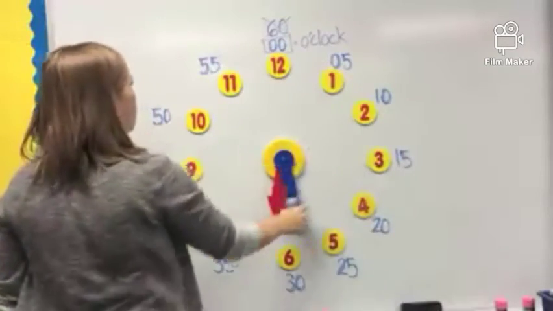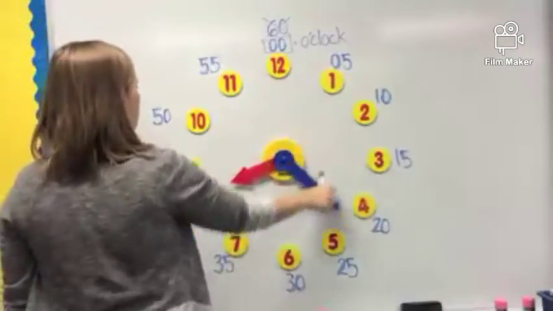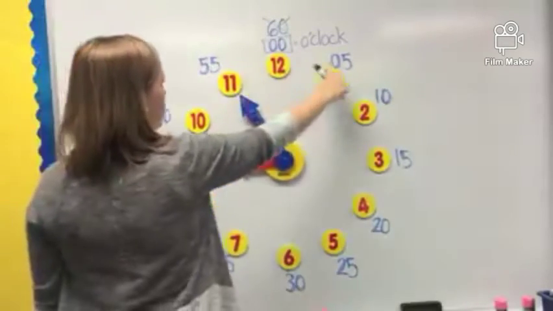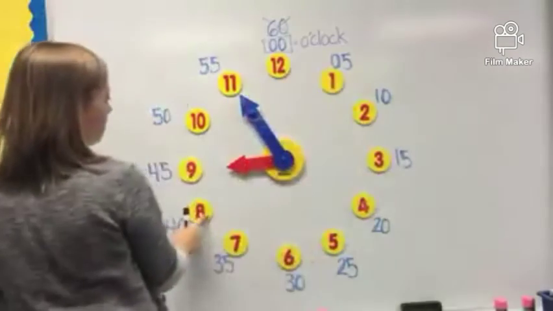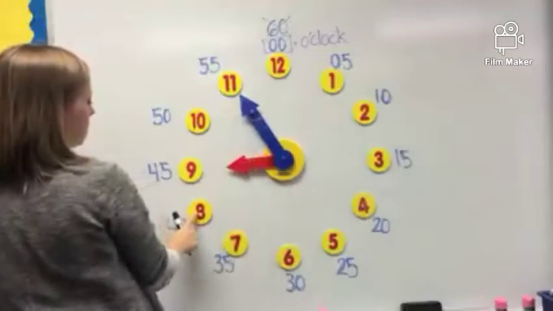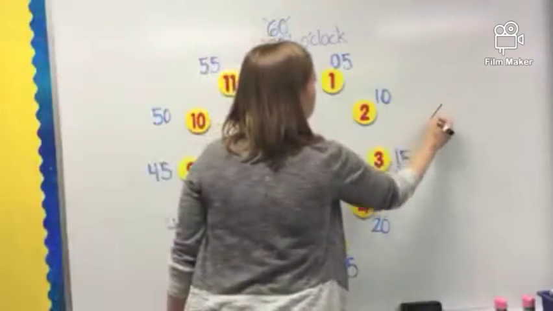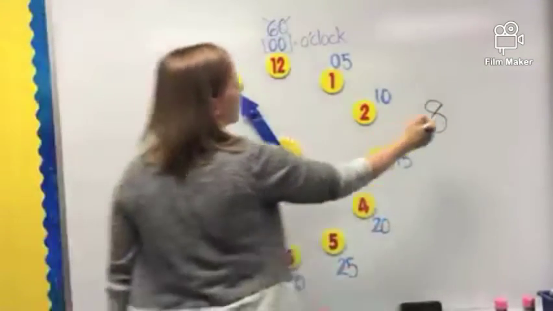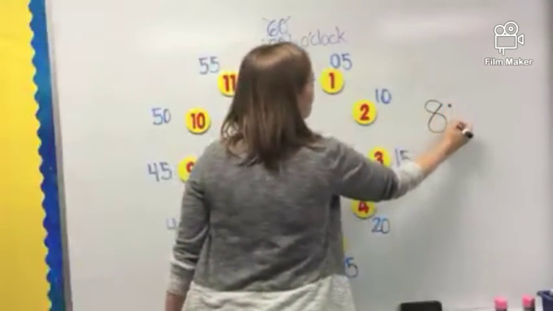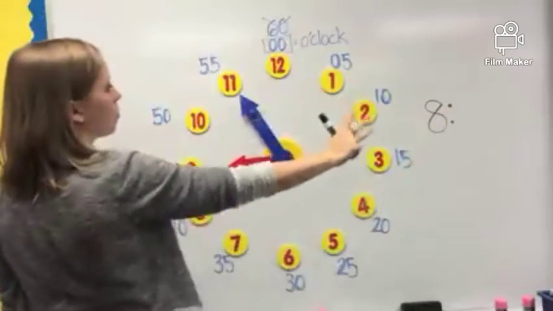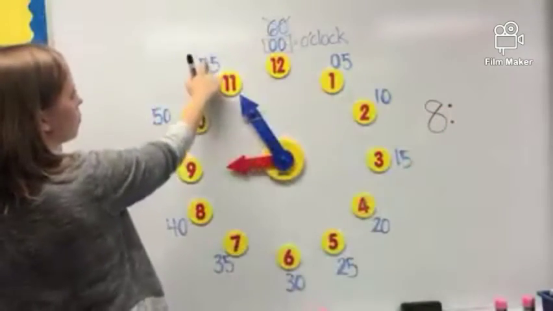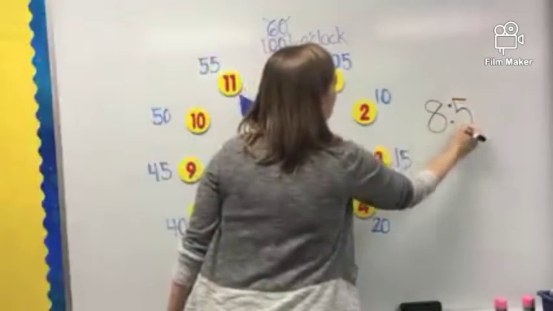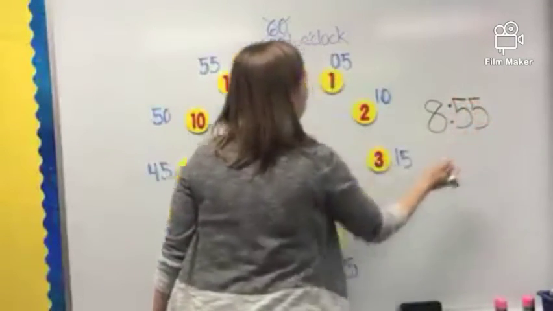Let's try another one. We're going to move the clock around. Are you remembering the 3 steps? The first step is to start with the short hand, and in this case the short hand came around and it passed the 8. It's not quite to the 9 yet, so we're going to write down 8. Our second step is to draw those 2 dots. And our third step is to look at that long hand, which is 55. So this time shows 8:55.